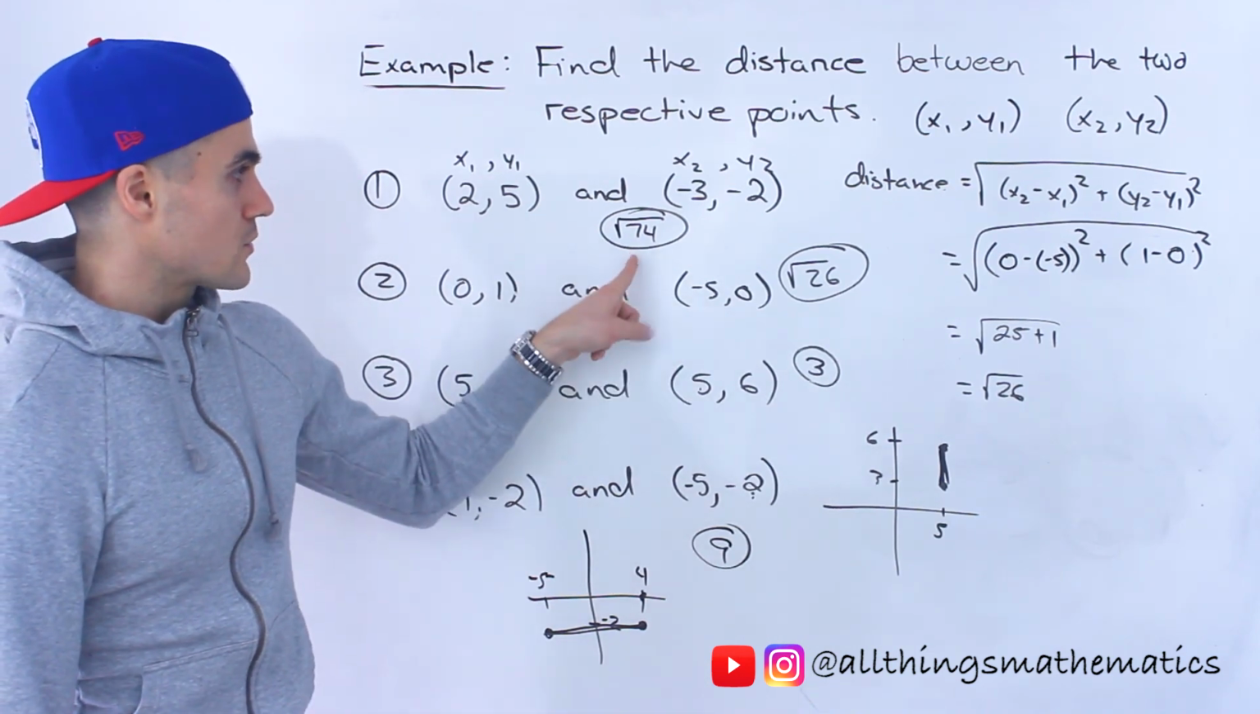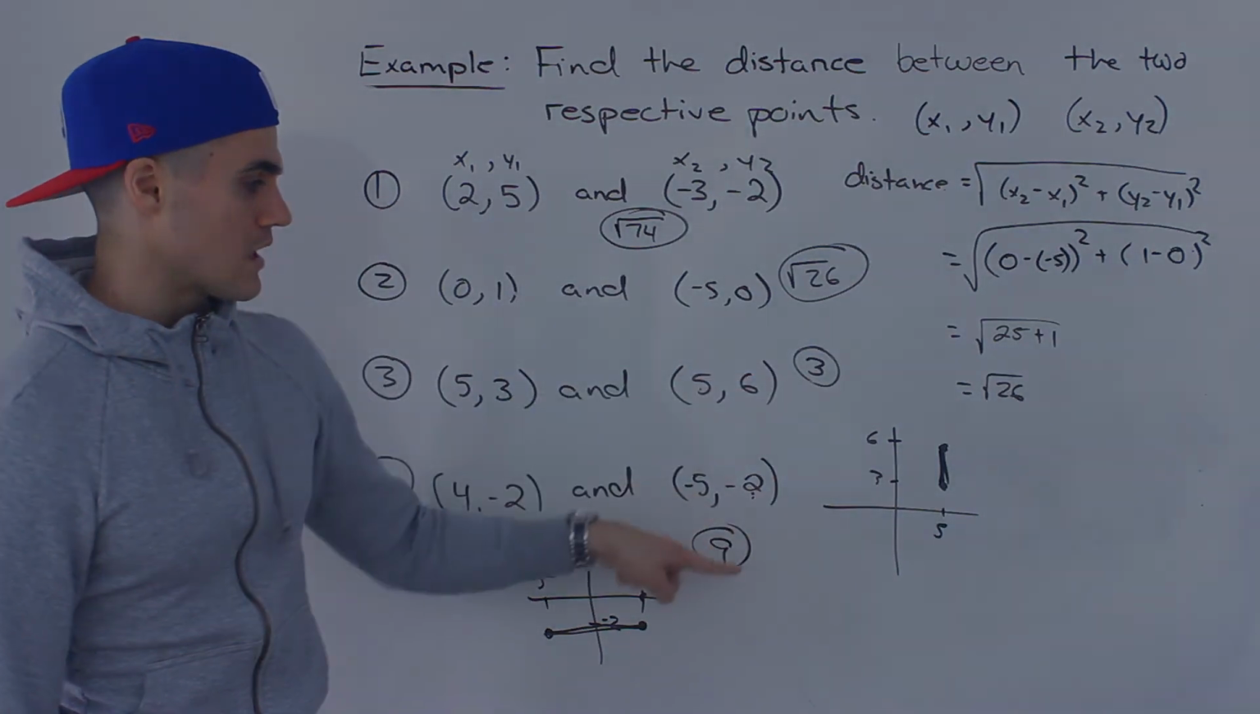All right, so those are the answers: square root of 74, square root of 26, 3, and 9.